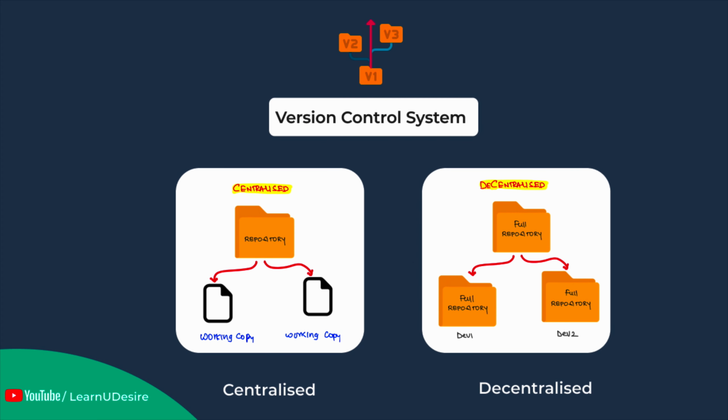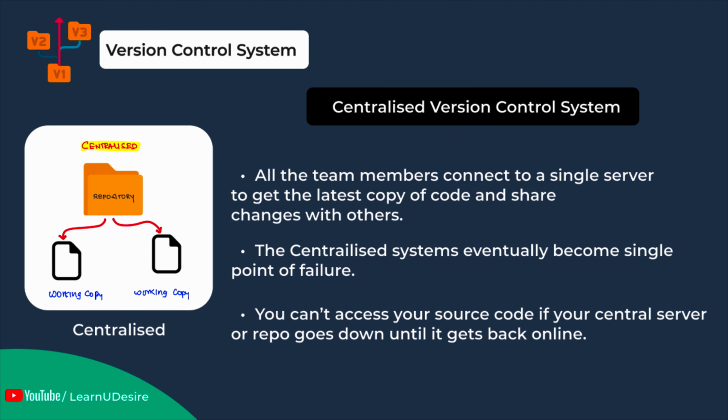Version control systems fall under two categories: centralized and decentralized version control systems. Centralized version control system: all the team members connect to a single server to get the latest copy of the code and share the changes with others. Subversion and Microsoft's Team Foundation Server are the most popular of this kind.